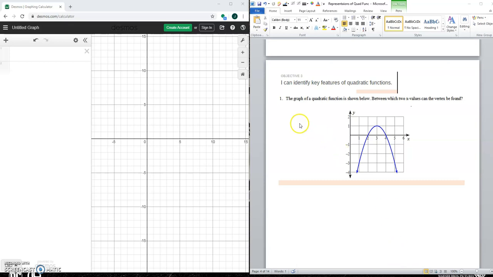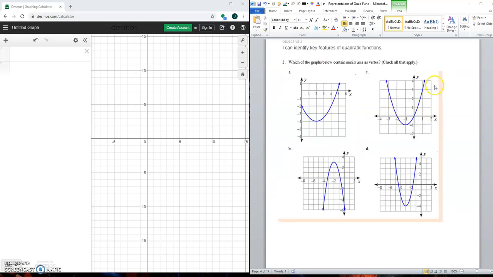Example number 1. The graph of a quadratic function is shown below. Between which 2 x values can the vertex be found? So this is your vertex, and your vertex can be found between 2 and 4. So right here is your vertex, and your vertex is between 2 and 4.